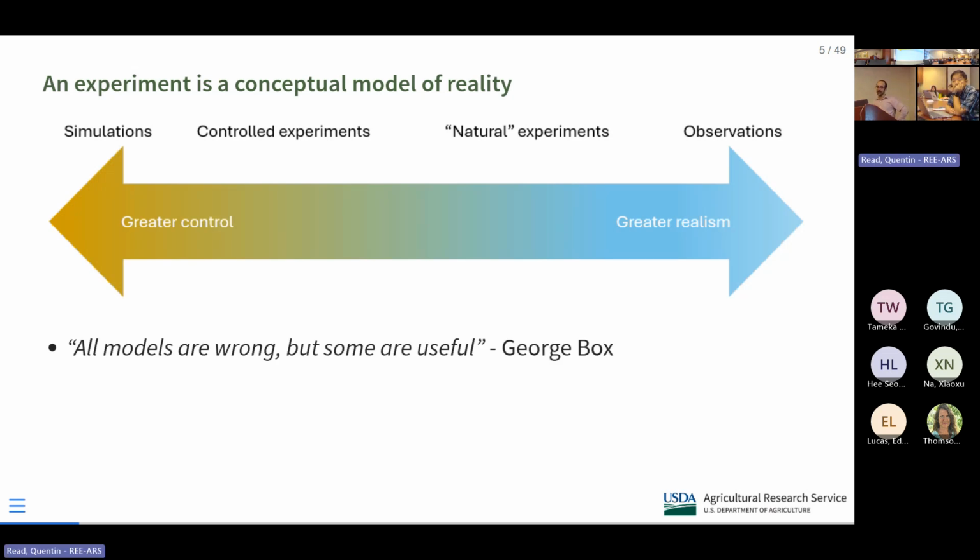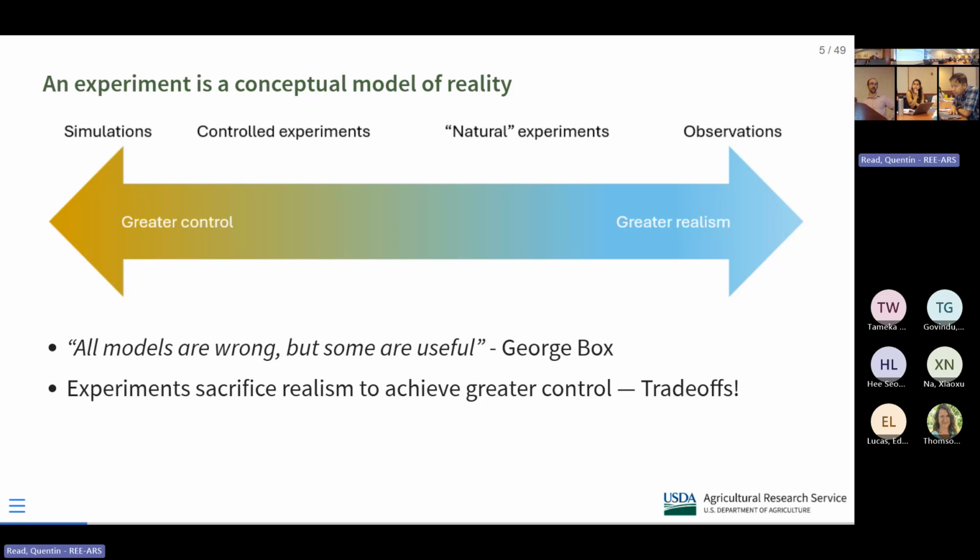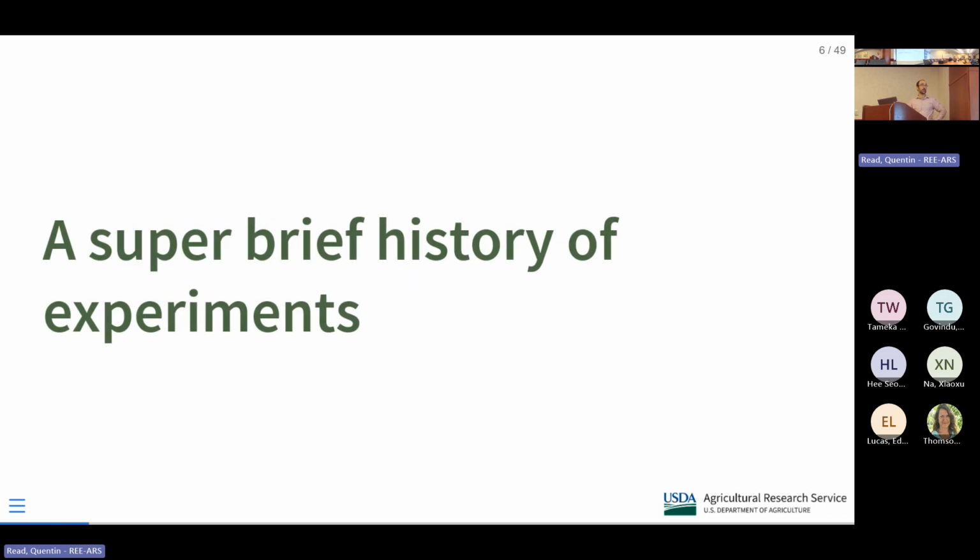And an experiment is a model, and the famous quote from a famous statistician is that all models are wrong, but some are useful. Every model that we do, whether it's a simulation or an experiment in the lab, is not a perfect representation of reality, so it's wrong in some sense, but some models are useful. We can learn something about reality from them, even though they're not perfect. That's what he meant by that. And so, like I said, an experiment represents somewhere along the trade-off between control and how close it is to the real world.